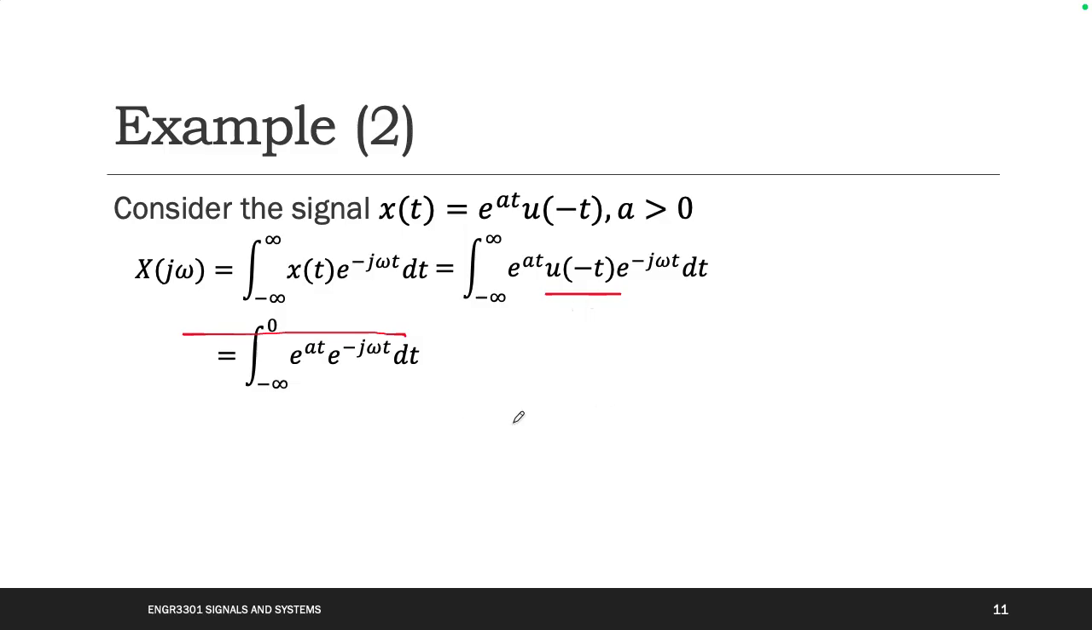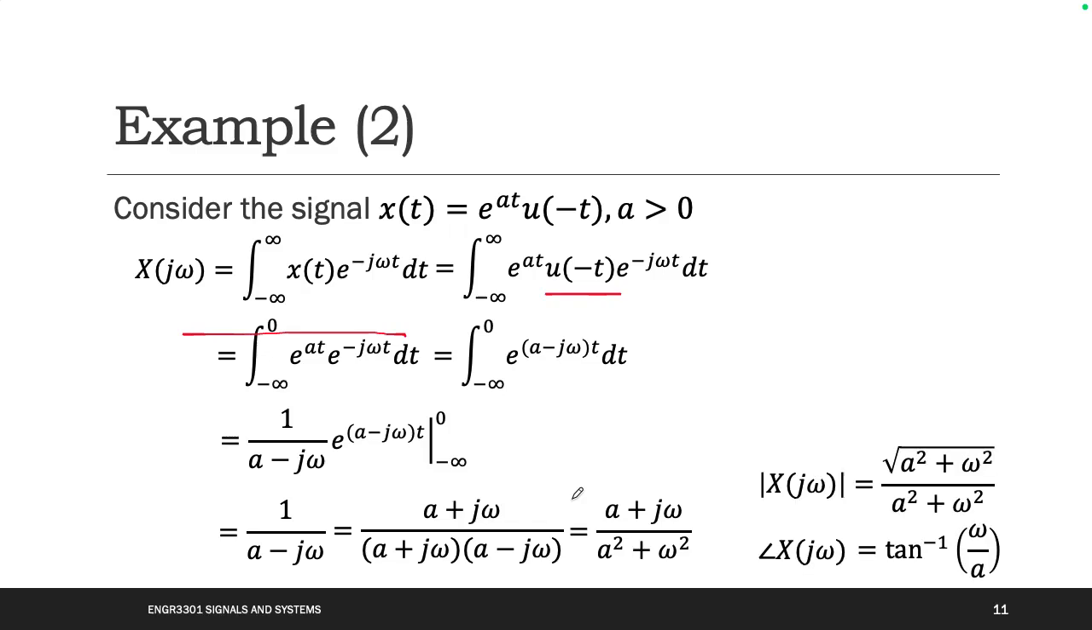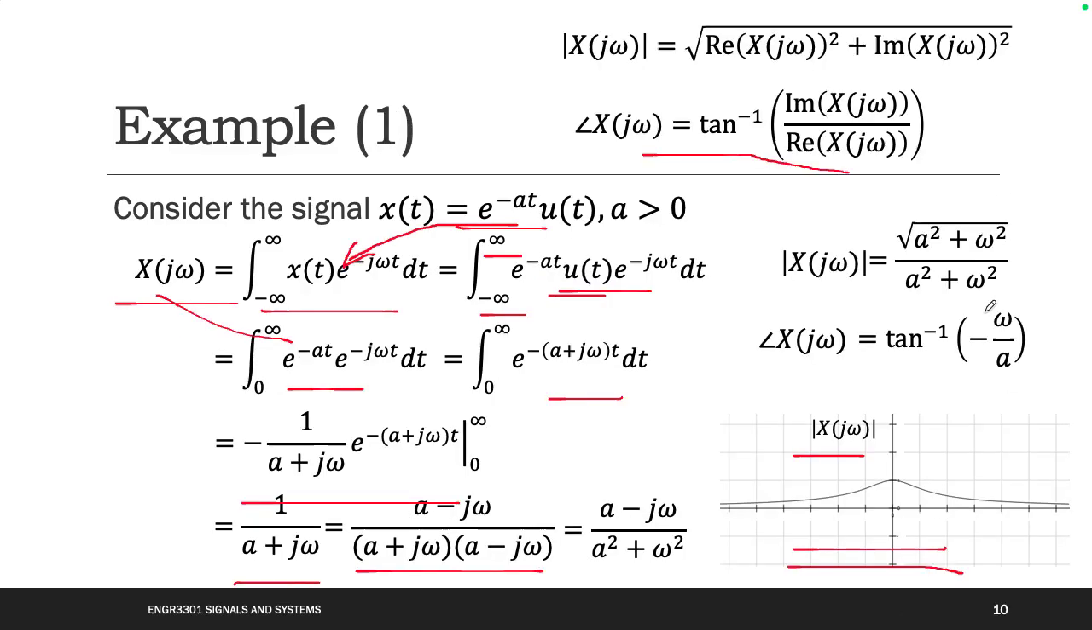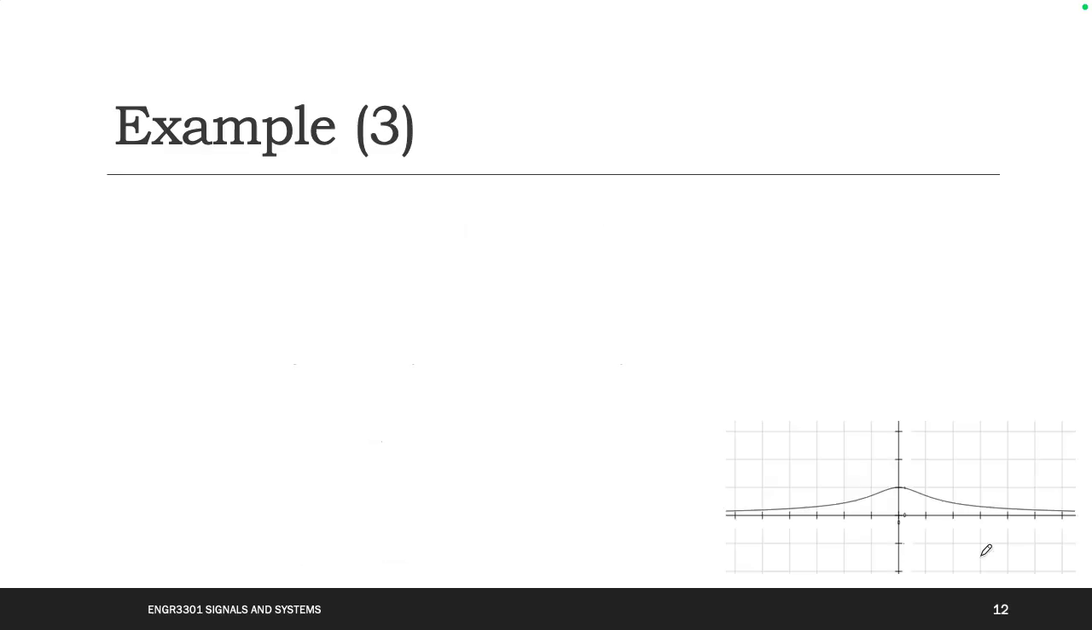And then, similar to the previous one, you will find this one, and then use this equation. If you calculate the magnitude and the phase, you can get this one. Let's compare this one and this one. You can see the magnitude is the same. The phase is the same except that previously there is a negative, and here there is no negative. That makes sense to you?